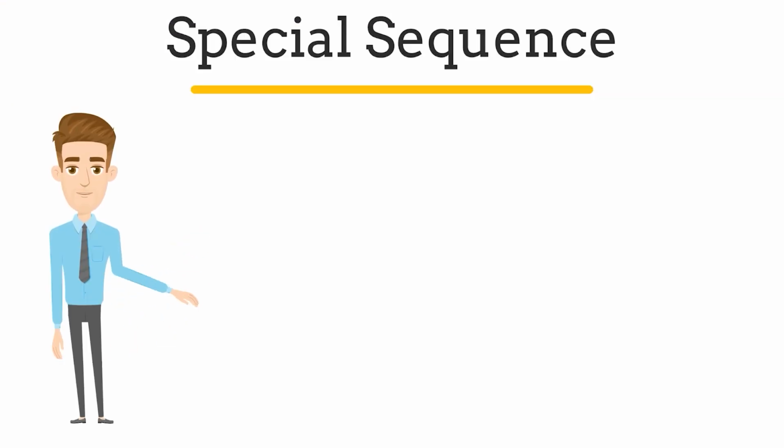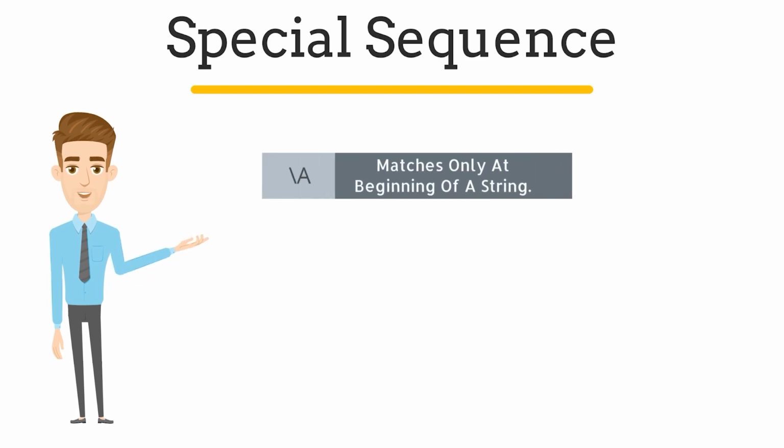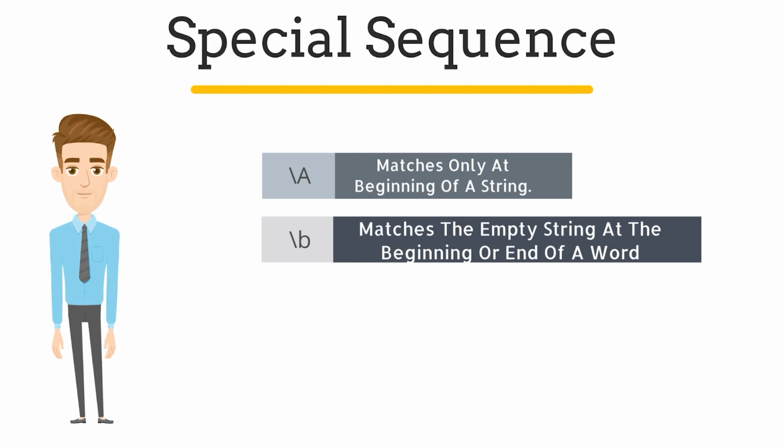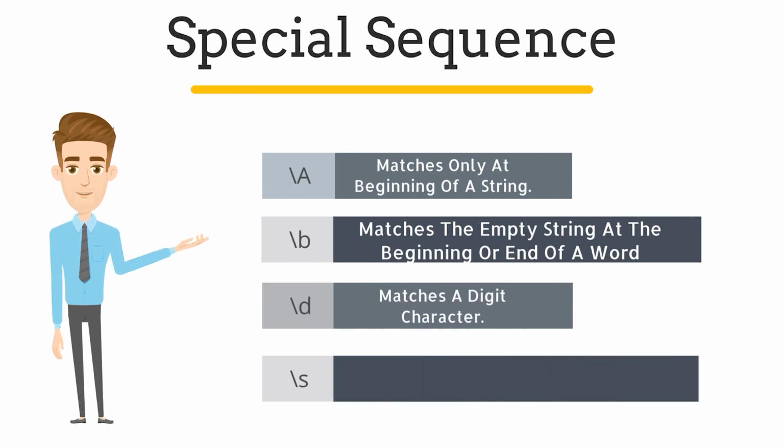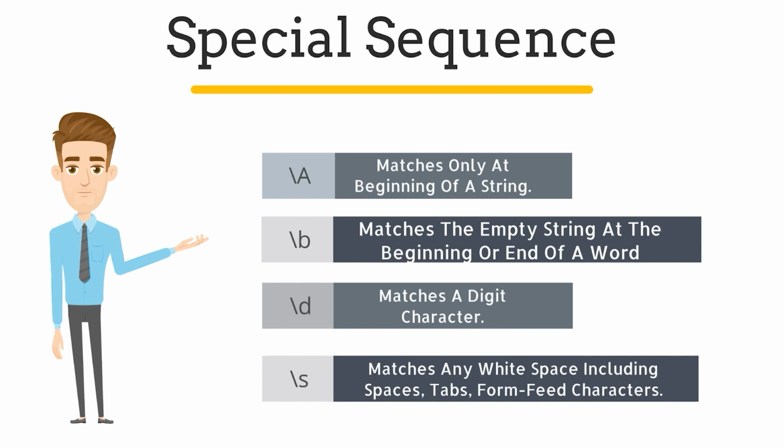Now let's move to special sequences. Here, \A matches only at the beginning of a string. \b matches the empty string at the beginning or end of a word. \d matches a digit character. And \s matches white space including spaces, tabs, and form feed characters.